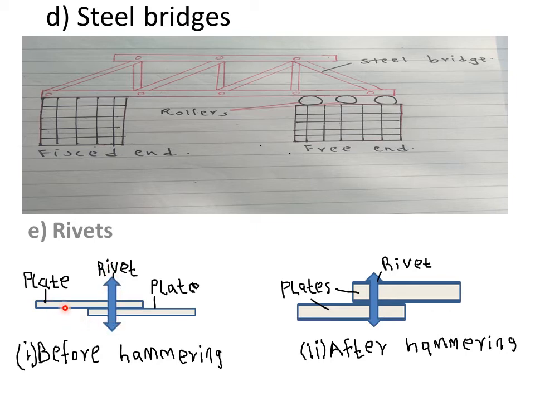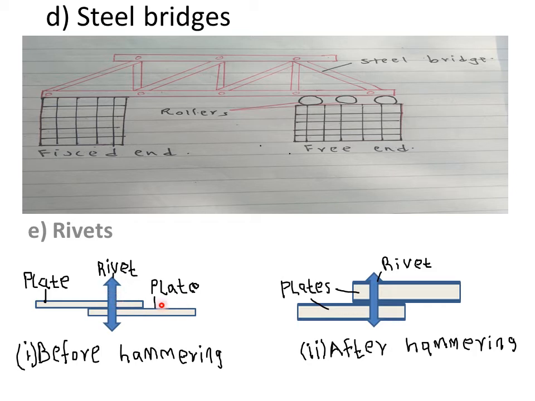In this case, these are the plates that we want to fix. So this is before hammering. We usually heat the rivet, which of course expands or increases in size. That's why you are seeing there are some spaces between the rivet and our plates which have to be fixed. So we usually heat it red hot, then we hammer it flat.